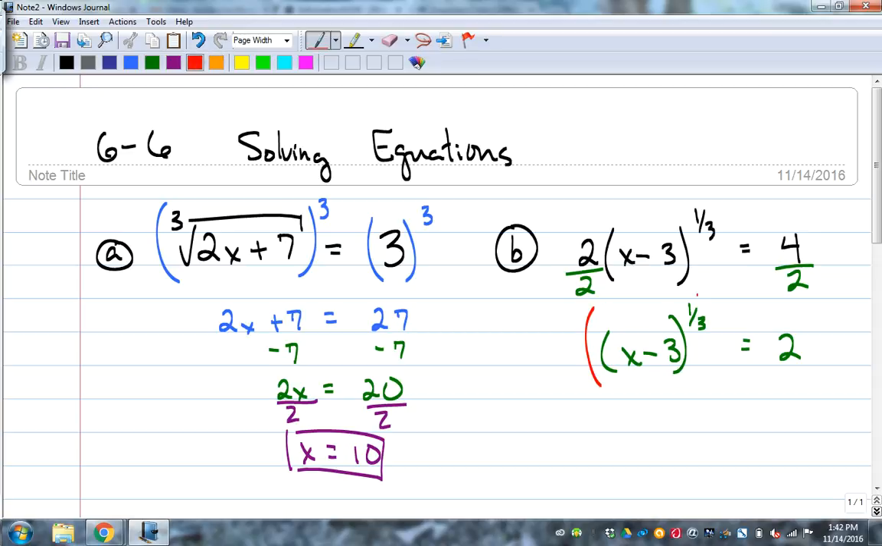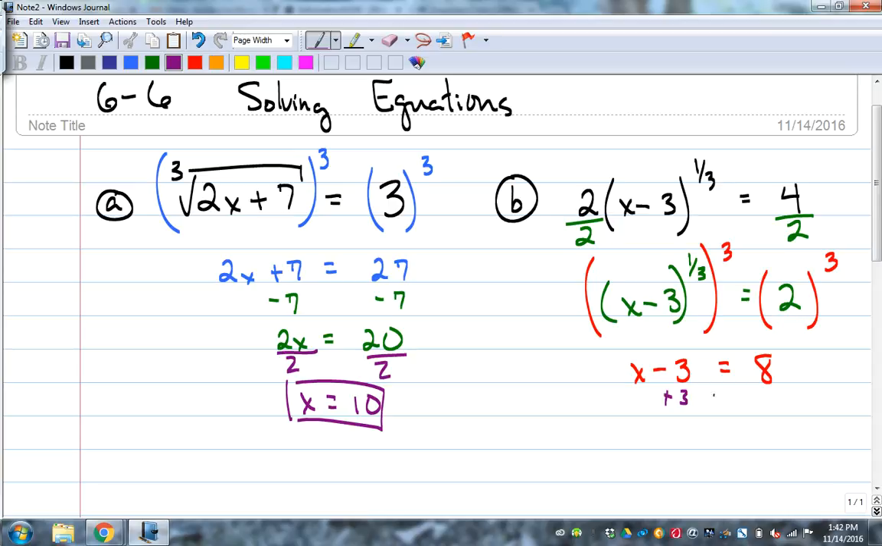Not square root, cube both sides. Reciprocal exponent is what that is. It's the same rule that we're using over here. Remember, 1/3 power and cube root are the same thing. This, to me, makes more sense. Because to get rid of a 1/3 power, you use the reciprocal exponent, which is a 3, and they cancel each other out. And then that gives us x minus 3 is equal to 8. And then we just add 3. We get x is equal to 11.